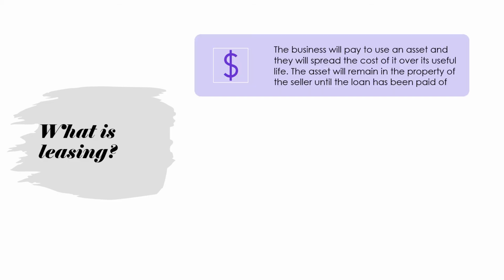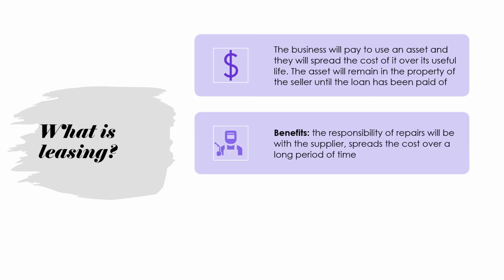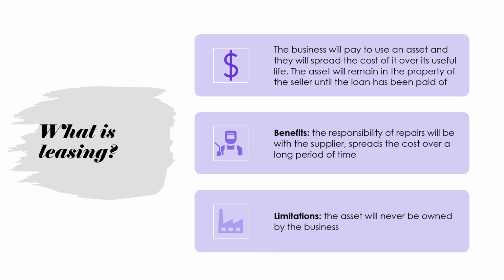What is leasing? Leasing is when the business will pay to use an asset and they're going to spread the cost over its useful life. The asset will remain in the property of the seller until the loan has been paid off. The benefits of leasing is that if there is any repairs to be made, it will be the responsibility of the supplier to make those repairs, and it will spread the cost over a long period of time. However, the limitations of leasing is that the asset will never be owned by the business.